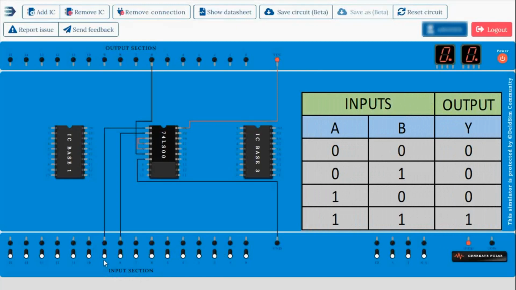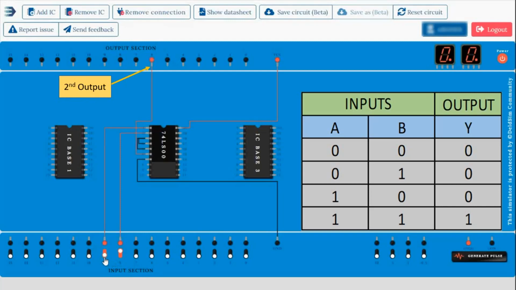First case, both the inputs are 0. So the output is 0. Now the second case, here A is 0 and B is 1. So the output is 0. Third case, here A is 1 and B is 0. So the output is 0.